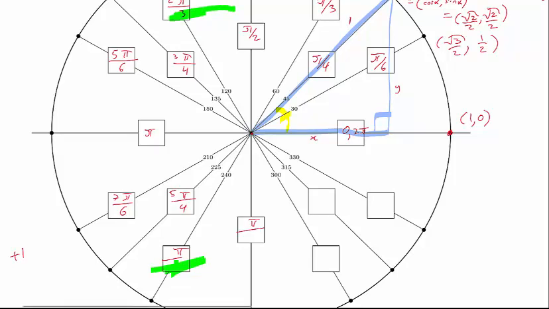And then we simply add 1 to that. So we got 4 pi over 3. Okay. And then this one here, that's a 2. Add 1 to that. We got 3 pi over 2. All right.